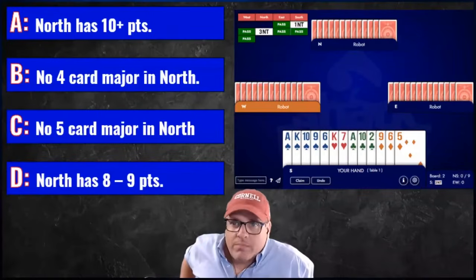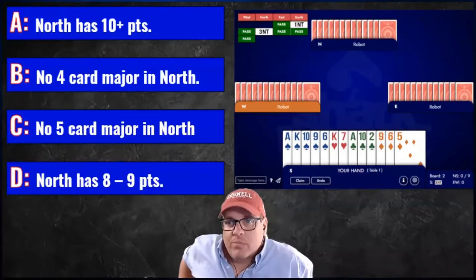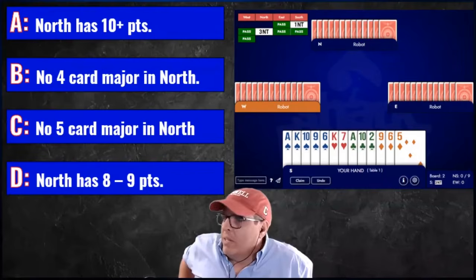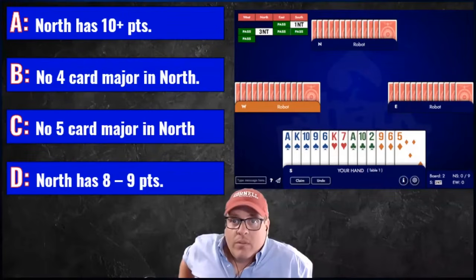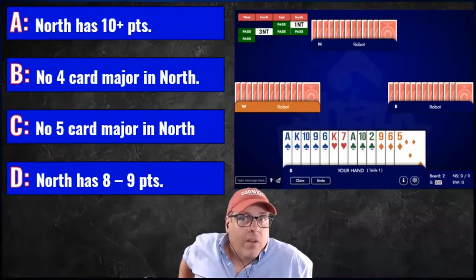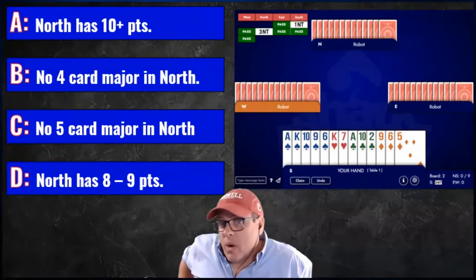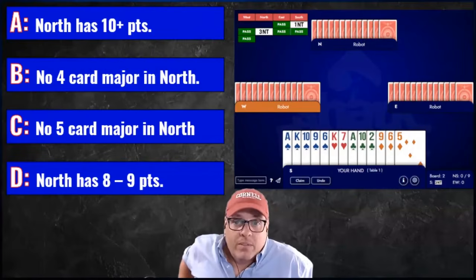All right, next case. 1 no trump, pass, 3 no trump. Simple auction. I don't know how much we could know about this, but talk to me, folks. Here are the truths or the potential truths. North has 10 or more points. North has no 4-card major. North has no 5-card major. Or North has 8 or 9 points.